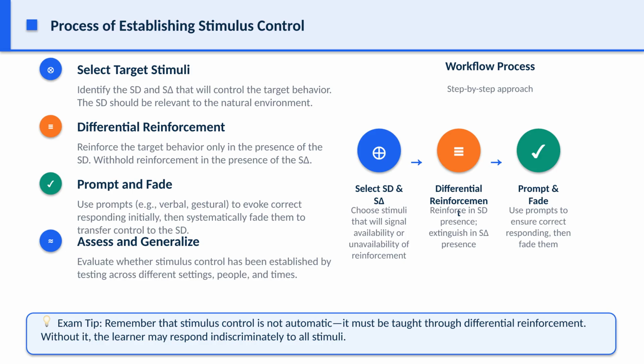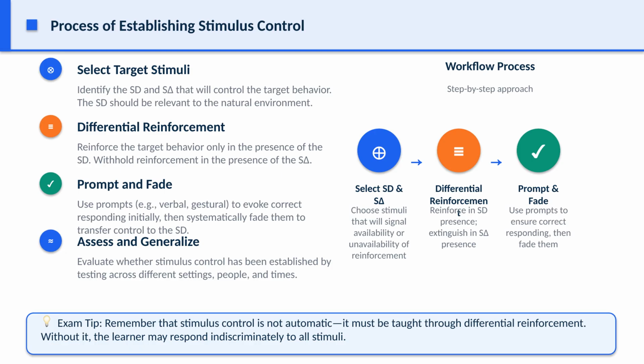Establishing stimulus control is a deliberate, systematic process that BCBA candidates must master for the exam, as it underpins effective teaching and behavior change. It begins with selecting target stimuli, clearly defining the discriminative stimulus, SD, that should evoke the behavior, and the stimulus delta, S delta, that signals extinction, ensuring the SD is relevant to the learner's natural environment for meaningful generalization. Next, differential reinforcement is applied.